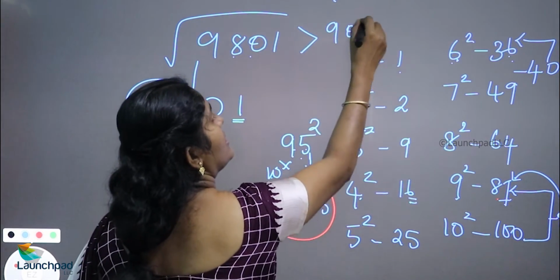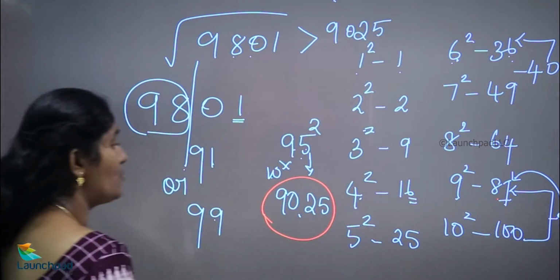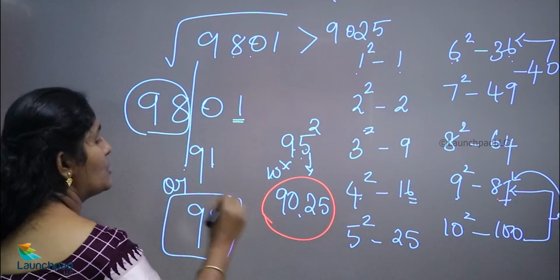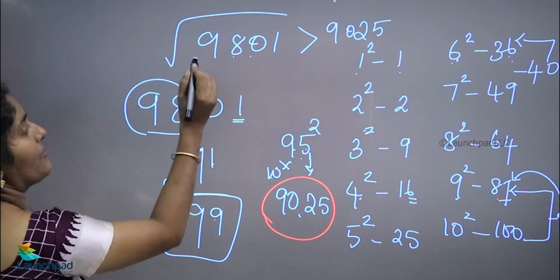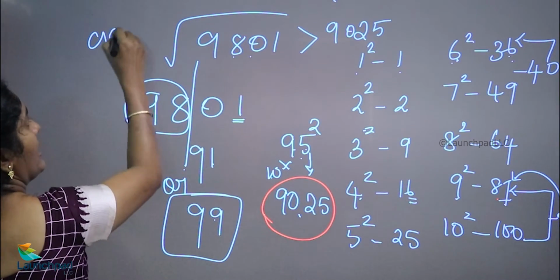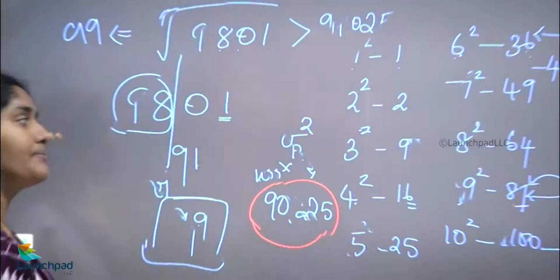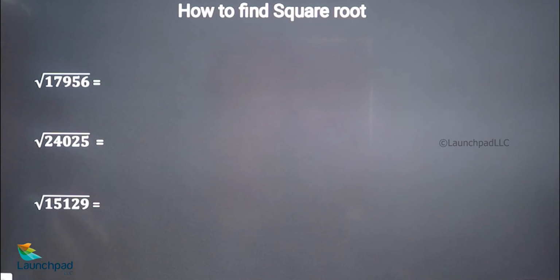If the given result is greater, we want to choose the greatest value. Which one is your greatest value? 99. So the square root of 9801 is 99. Okay, let's take another example.